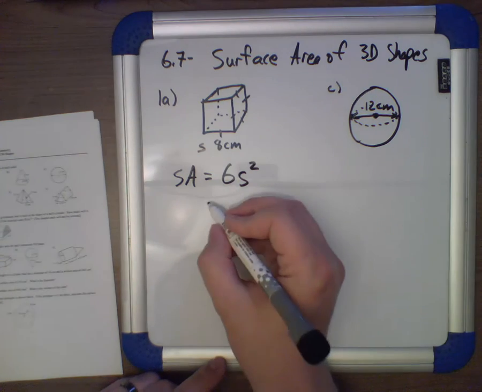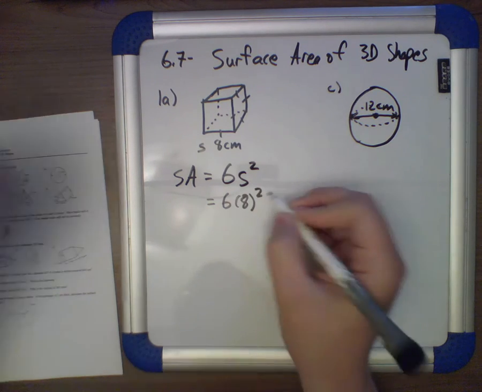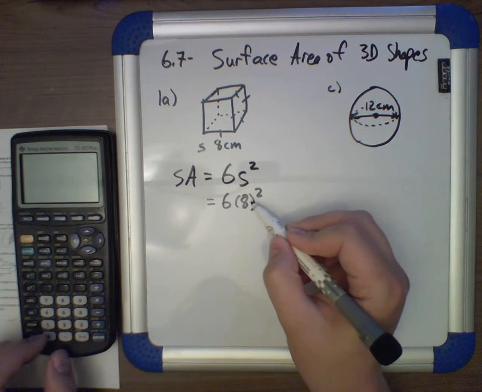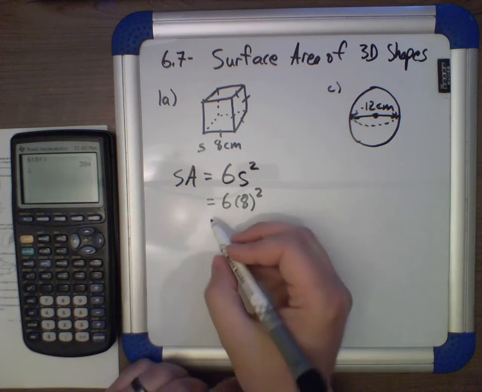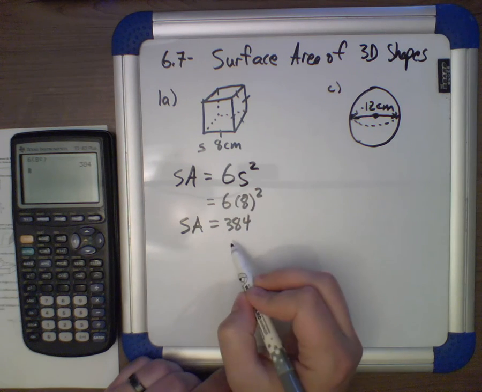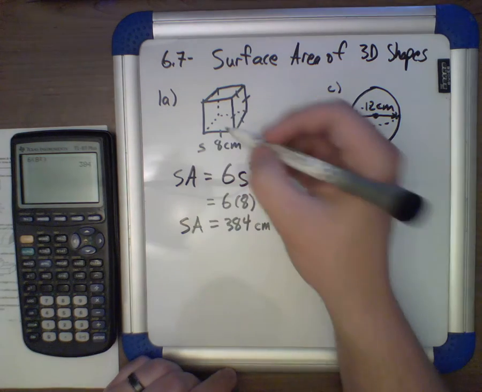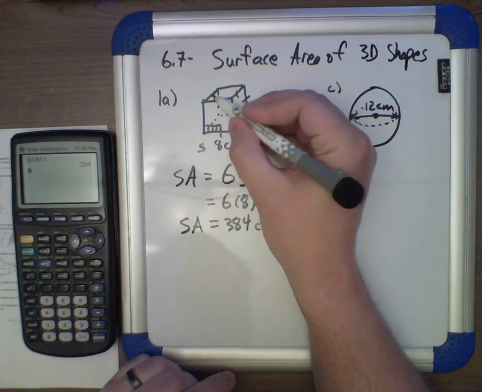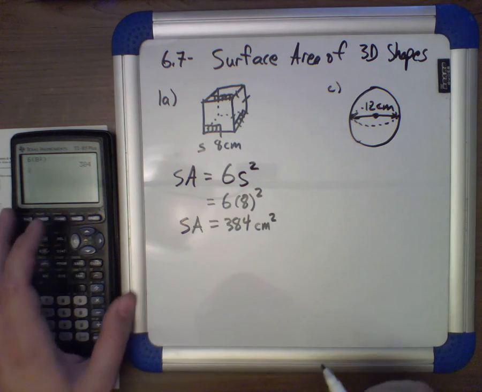So let's just plug it in. Surface area is 6 times S, which is 8 squared. Remember, the squared only applies to the 8. So this is going to be the same as 6 times 64, or just type it in your calculator. 6 times 8 to the power of 2 is 384. And remember, we're finding area, so my units are going to be centimeters squared. So remember, how many little square cubes would I need to put all around the whole surface in order to cover the entire shape?